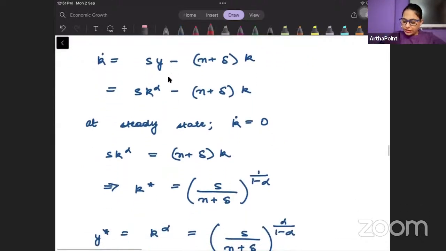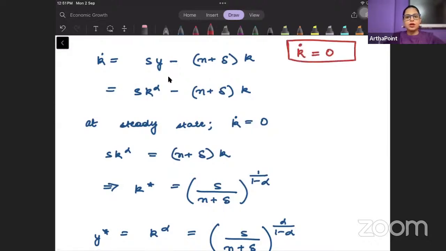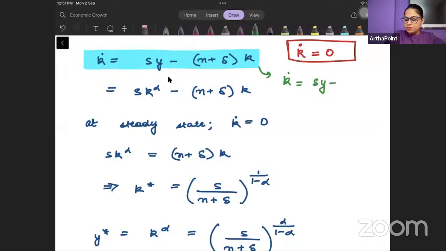Now let us go towards the properties of the steady state. So what is steady state? How did we define steady state? We already have done this. Steady state was defined where change in per capita capital was 0. Our equation of change in capital was given by this, right? We had written that K dot is equal to investment minus N plus delta into K.